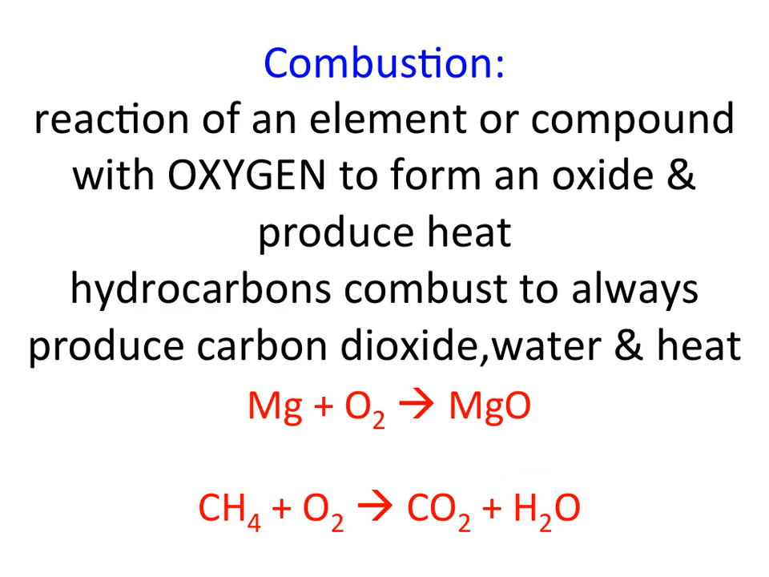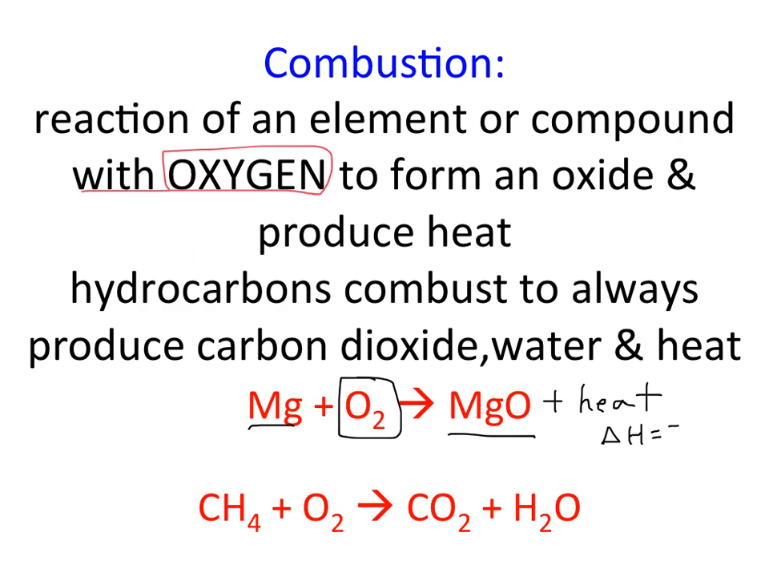Our last type of reaction is a combustion reaction, and that is where an element or a compound will burn or react with oxygen to form an oxide and also produce heat. In our example below, magnesium is burning in the presence of oxygen, and it's producing magnesium oxide. Now we said that it's also going to produce heat, and we can either write that off to the right, or we could actually use a symbol that would actually tell us how much heat is being released from the reaction.